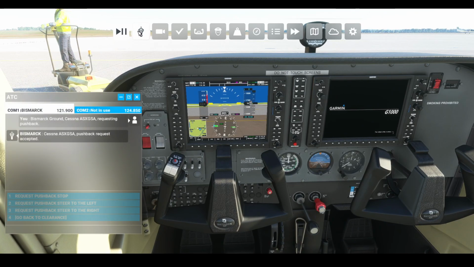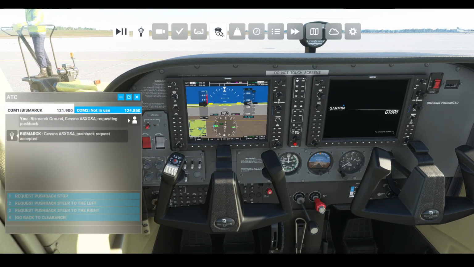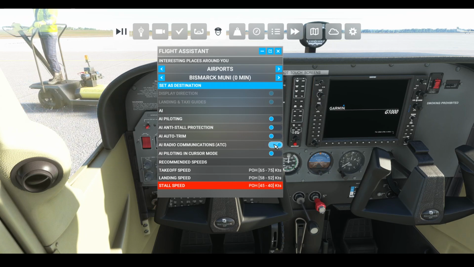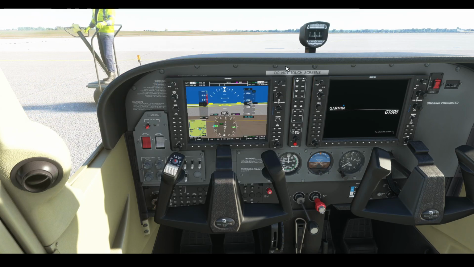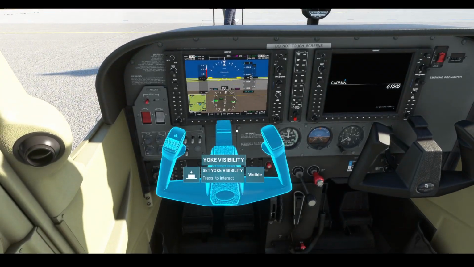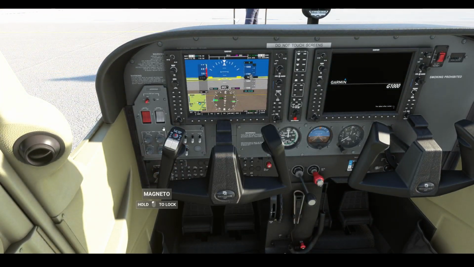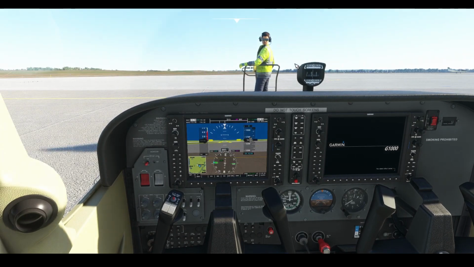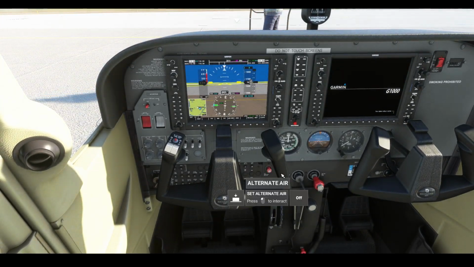Okay, and you can see that the AI of this is then trying to request pushback from a guy with a prop running. So that part's not very accurate, right? I probably wouldn't want to do a pushback in an aircraft with a running prop, but just heads up.